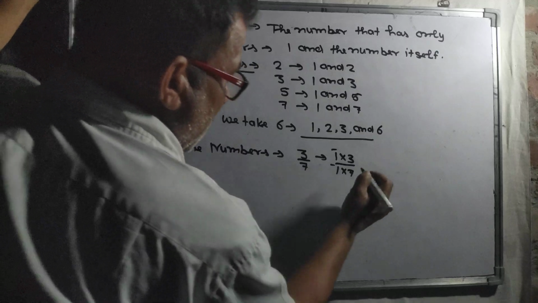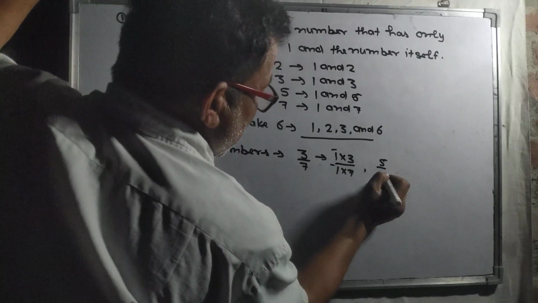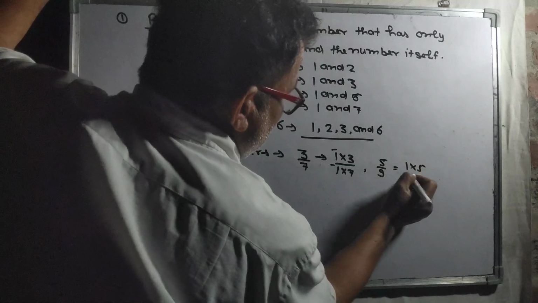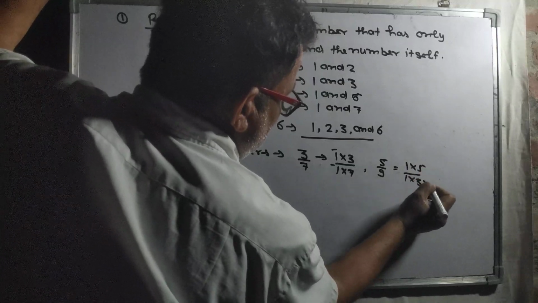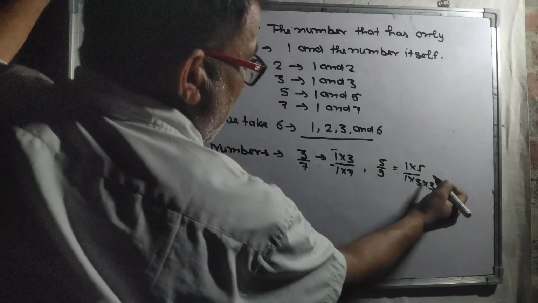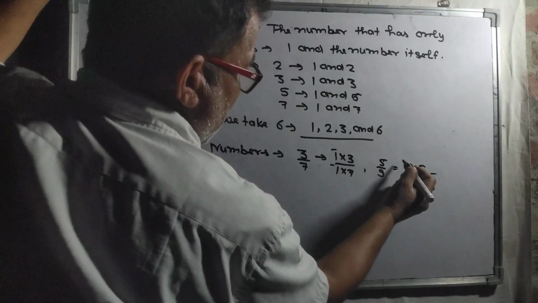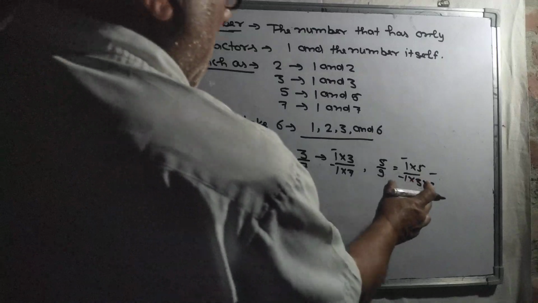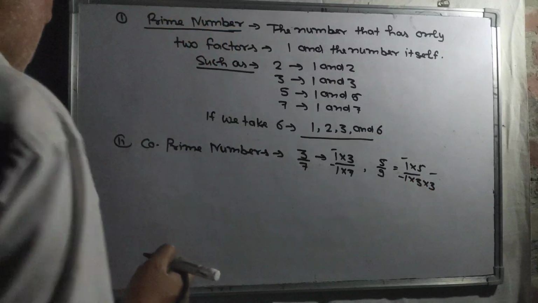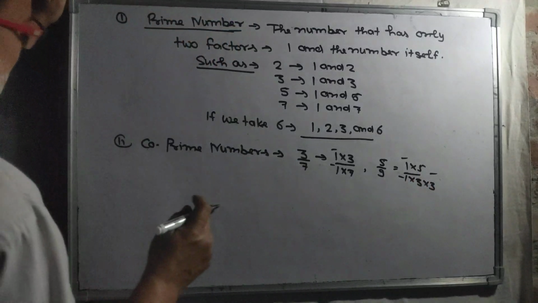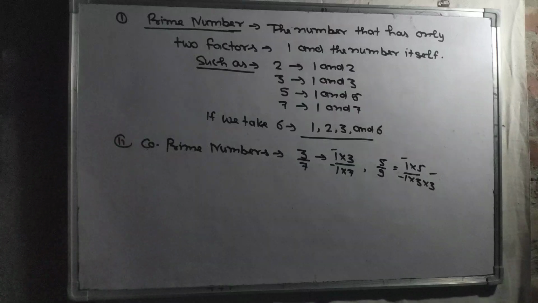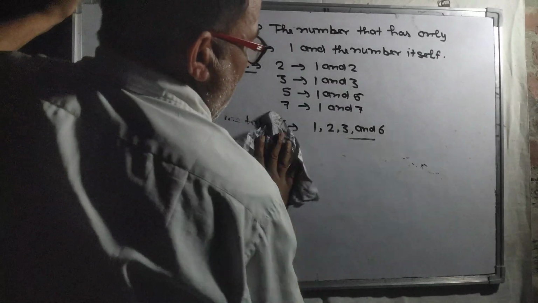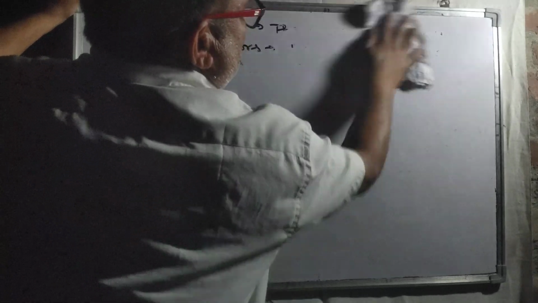Another co-prime pair is 5 and 9. The factors of 5 are 1 and 5, and the factors of 9 are 1, 3 and 9. No common factor besides 1, so this is also a co-prime pair. Only these two things are enough. After that, I am going to start the exercise.